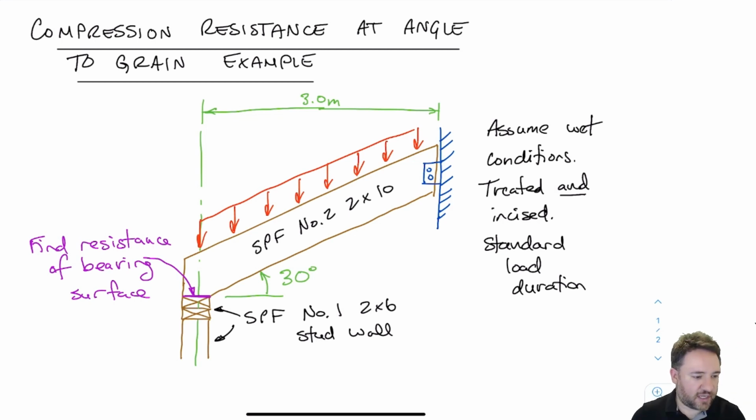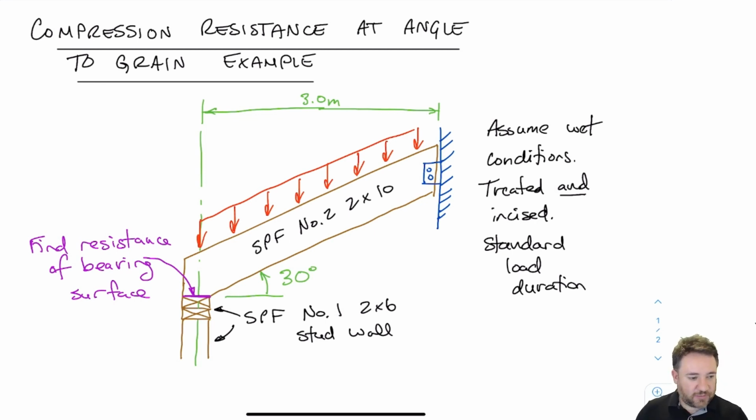We're assuming that the reaction load at the bottom left is purely vertical because the loads on top of the joist are also purely vertical. There's no horizontal load in this example. I've given the joist as SPF number 2, 2x10s. We're going to assume wet conditions and treated and incised lumber so we can get some practice calculating those resistance factors. But we're going to assume a standard load duration, so that means that KD is going to equal 1.